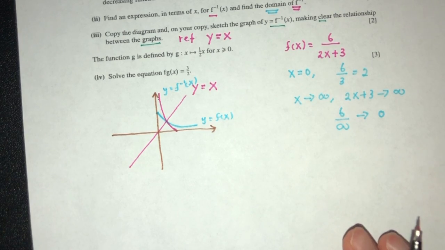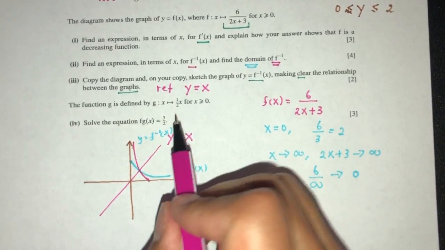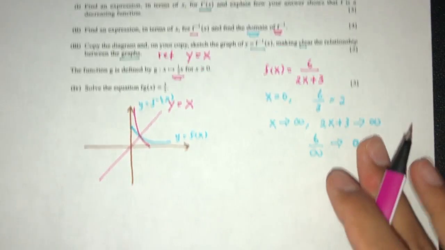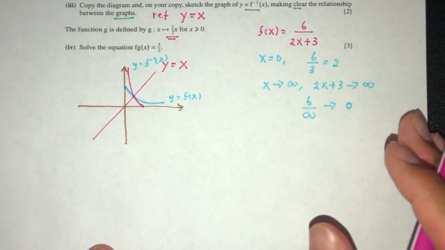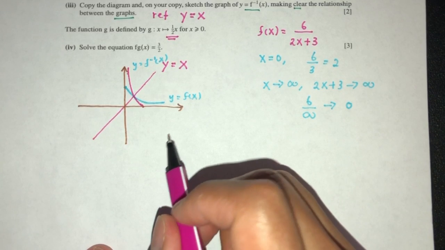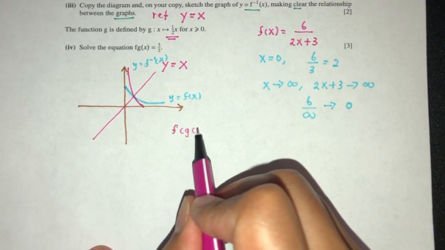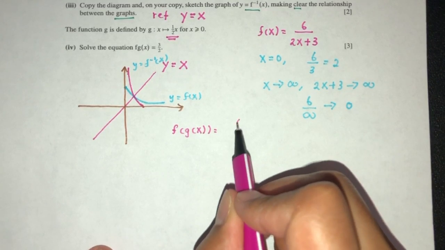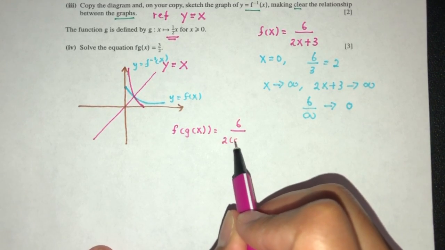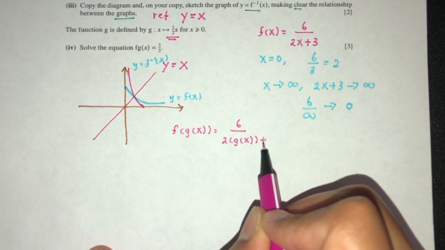Now, last question. The function g is defined by this. We have to find this. So let's see, what can we do? First things first, let's try to find fg of x. fg of x will be 6 divided by 2 g of x plus 3.